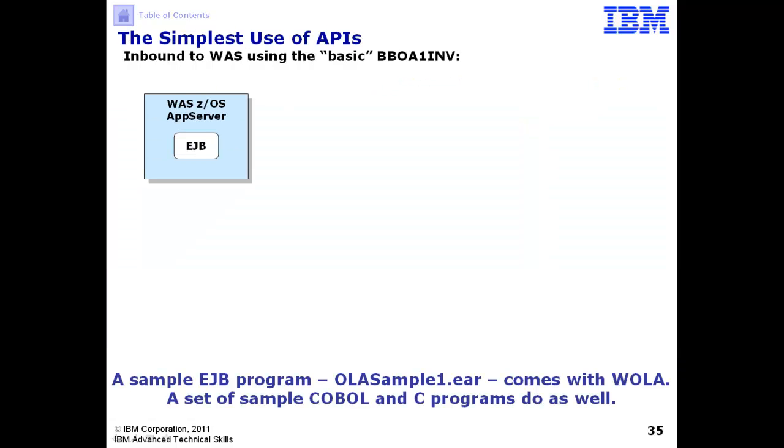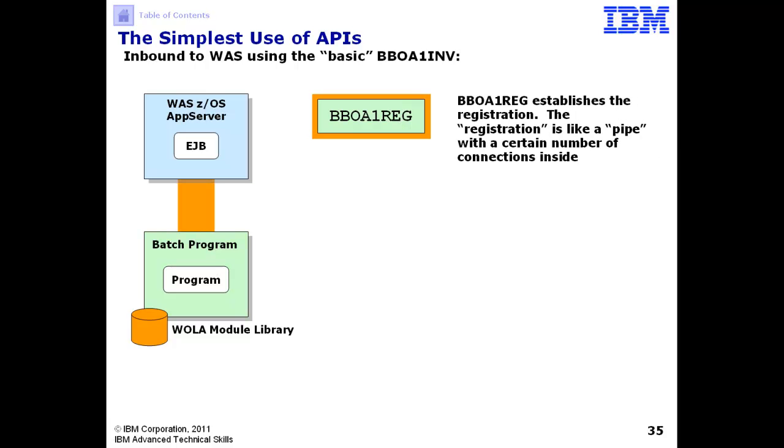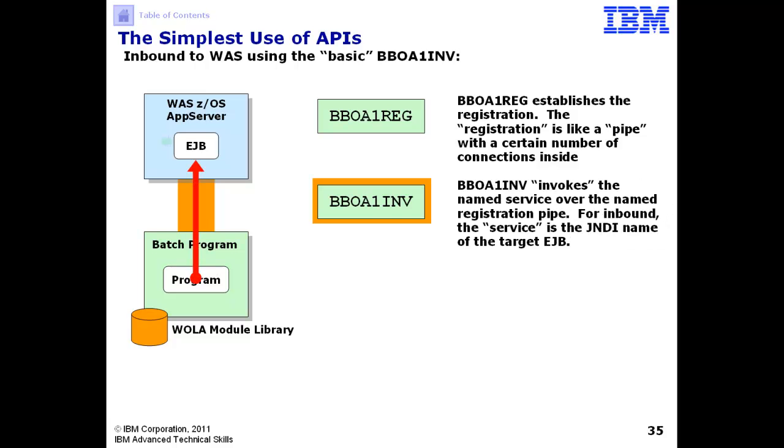We're going to illustrate the very simplest WOLA program possible, an inbound call using the basic API. We start with a WAS server and a deployed EJB enabled for WOLA. A sample EJB comes with WOLA. Its name is OLA sample1.ear. We bring into the picture a batch program that step-libs to the WOLA module library we mentioned earlier. The batch program uses the BBO-A1-Reg API to create the registration into the WAS server. The BBO-A1-Invoke API is what sends the message into the EJB inside of WAS.